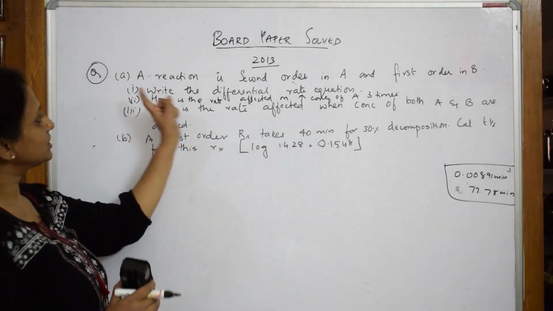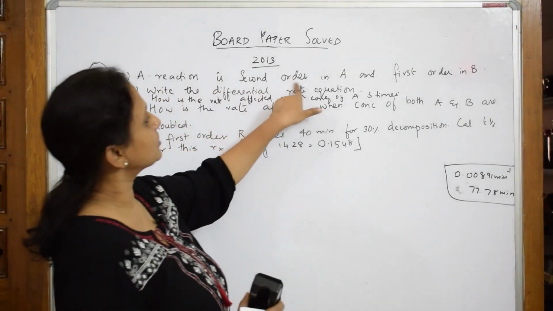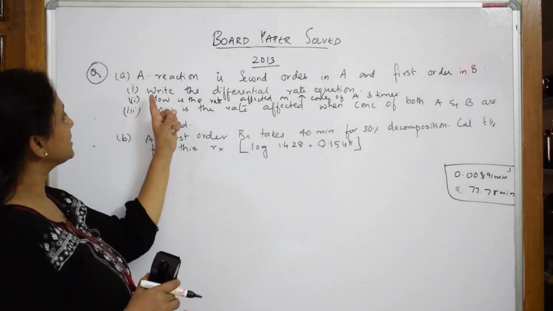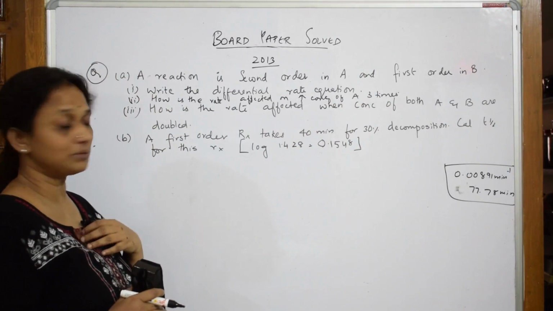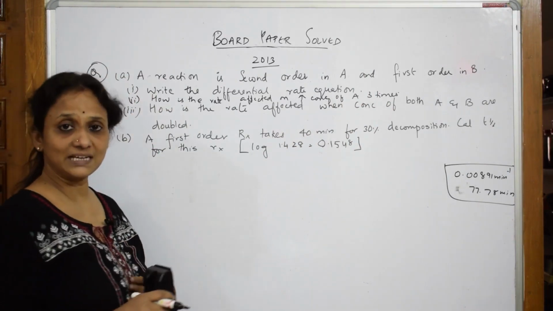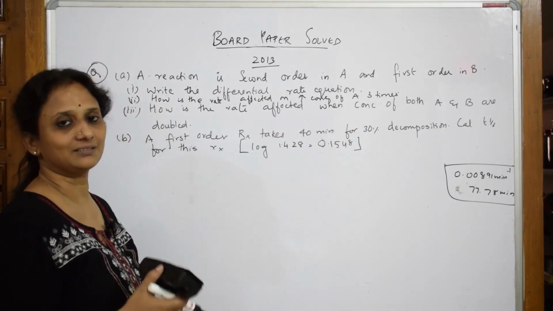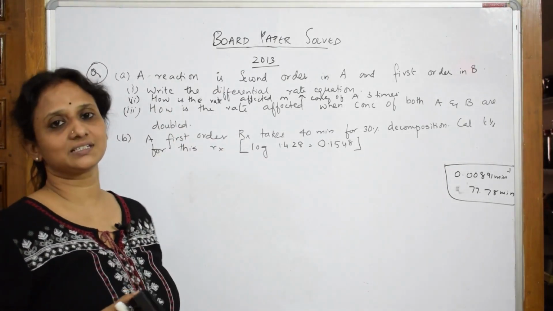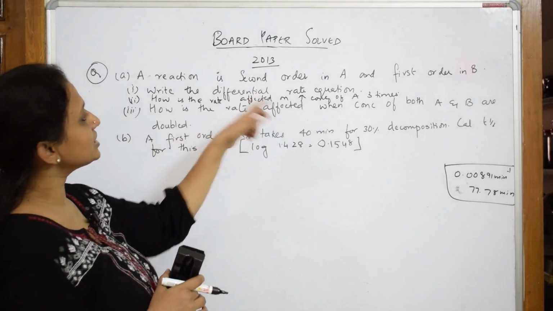2013 paper. A reaction is second order with respect to A and first order with respect to B. First, what should I write? Be careful, because for all the 3 marks, you have 1 mark each. Try to write all 3. Even if you don't know the answer, try to write the nearest answer at least.